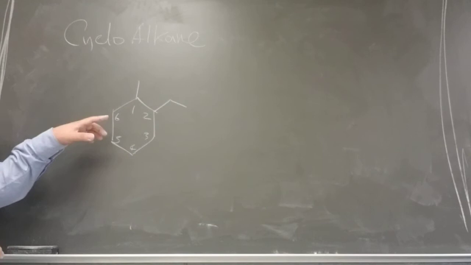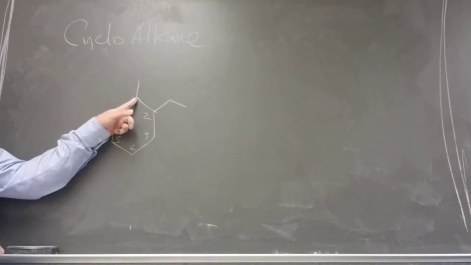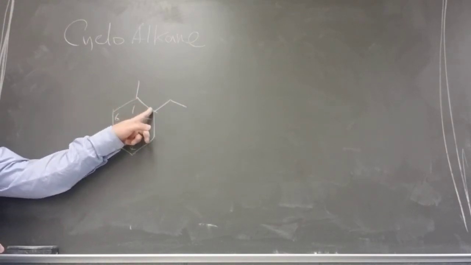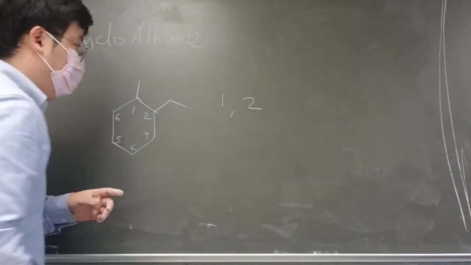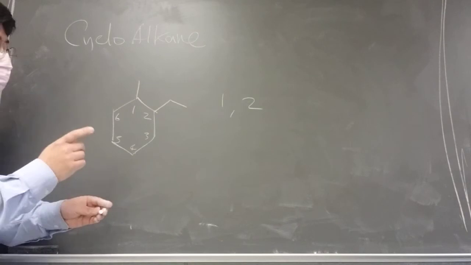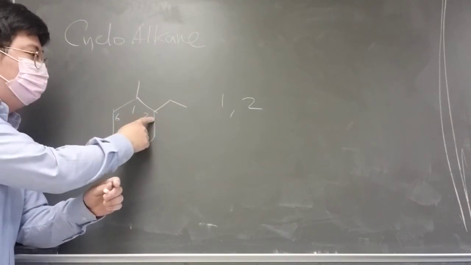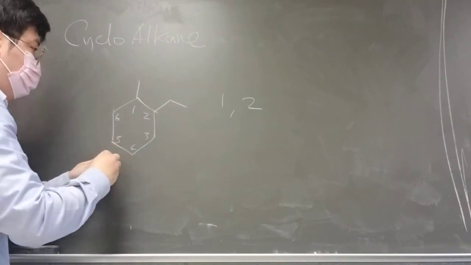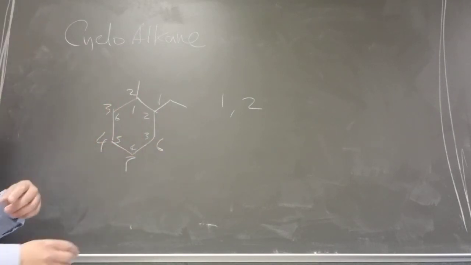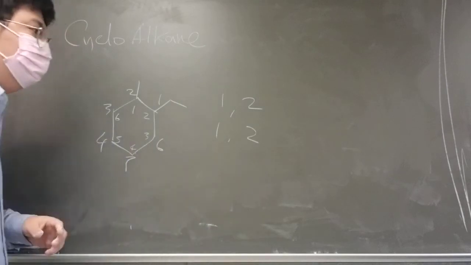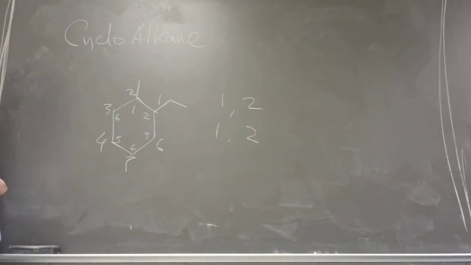So in this case, you can count from here to here: 1, 2, 3, 4, 5, 6. So that's 1 and 2. But the problem is, if you count this carbon counterclockwise, there will be 1, 2, 3, 4, 5, 6. That is still also 1 and 2. So now, what should I do?